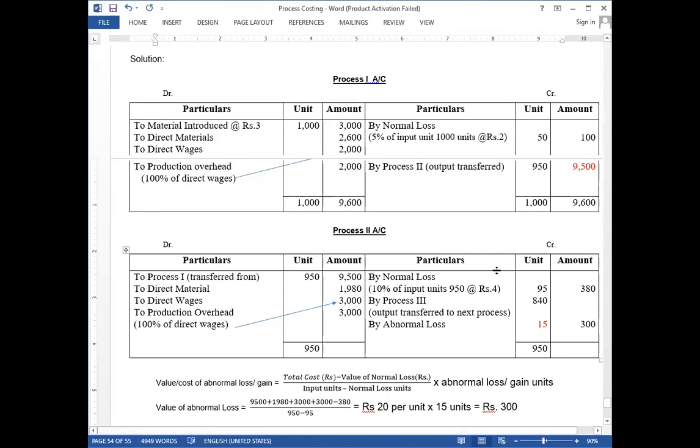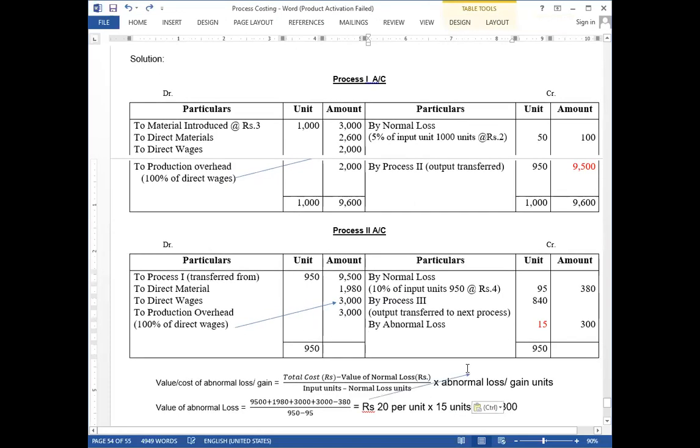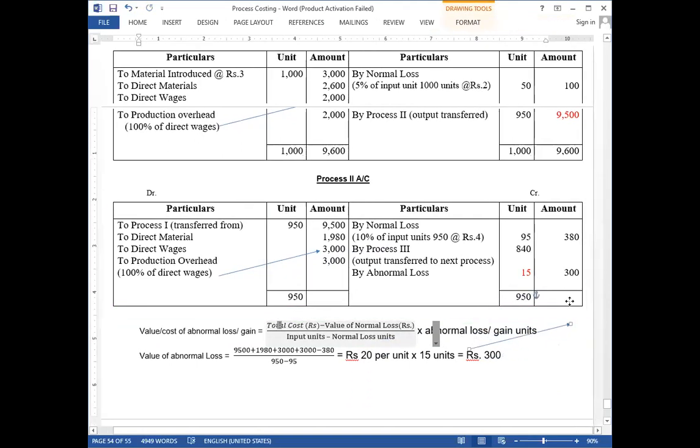From where did you get it? It is very simple. This is got from this one only. So I'm getting this from here only. So it will be easy for you.